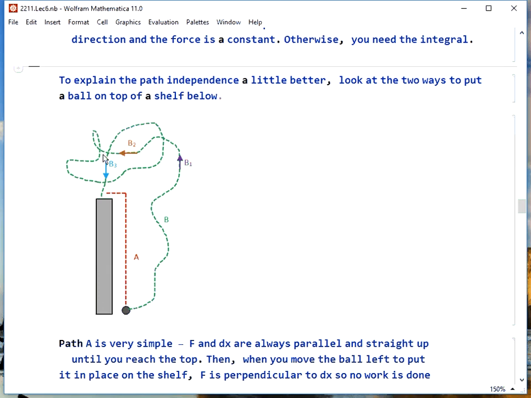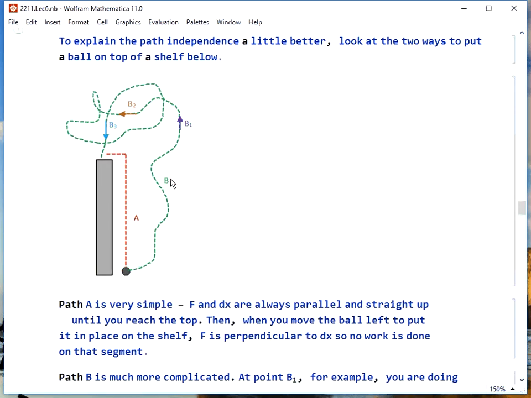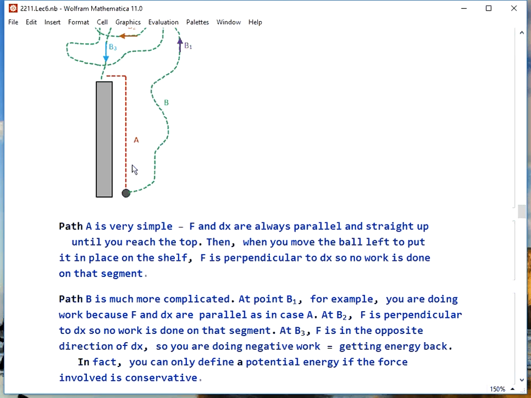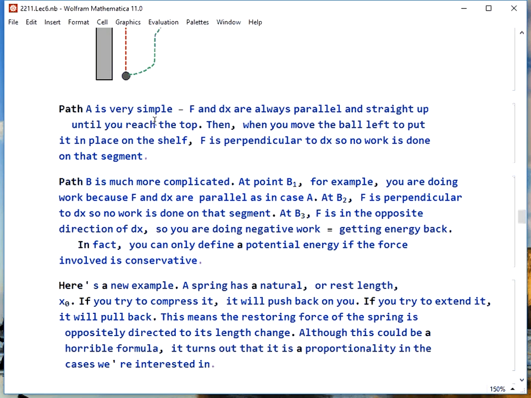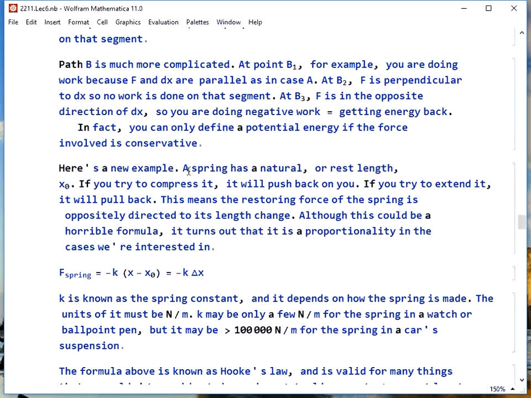This long, complicated mess, the green B path, B1, force and displacement are parallel, so we're doing mg times that little segment of distance there, work on that piece. But here on B2, we're doing no work. And on B3, where we're moving down, we're actually getting energy back from the system at that point. So this can only happen if we have this path independence. That means we have a conservative force. So just the beginning and the end are the only things that matter.